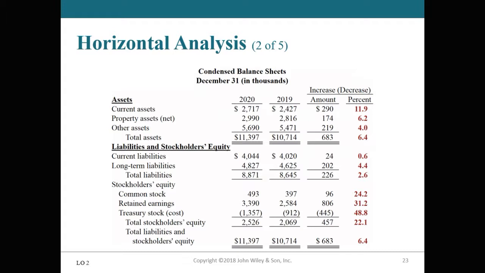How we do that is we take the most current year and we reduce it by the preceding year. So in this case, if you look, there was current assets of $2,717. We reduced that by the prior year of $2,427, and that tells us that the amount that we had as an increase is $290. We take that 290 and then divide it by that original or base year of 2,427. That's going to yield us a percentage increase of 11.9%.